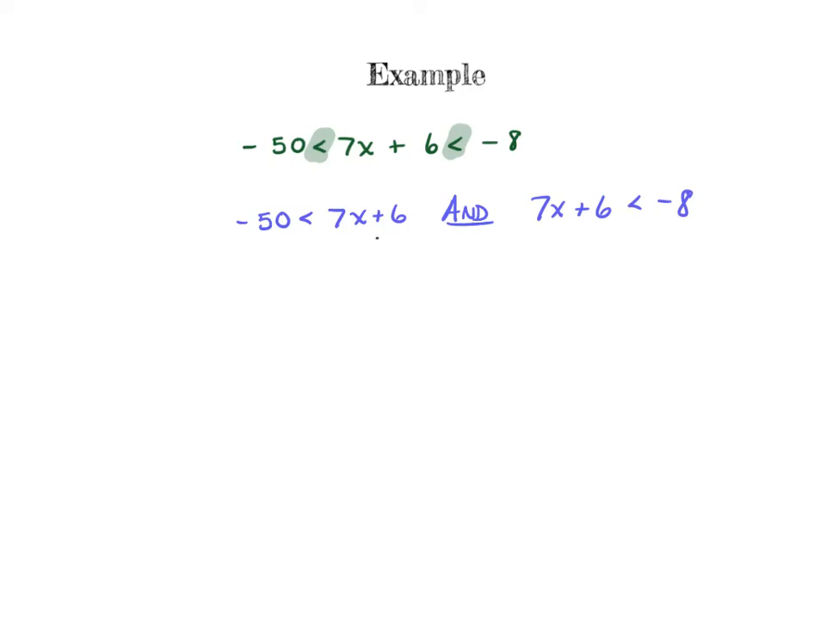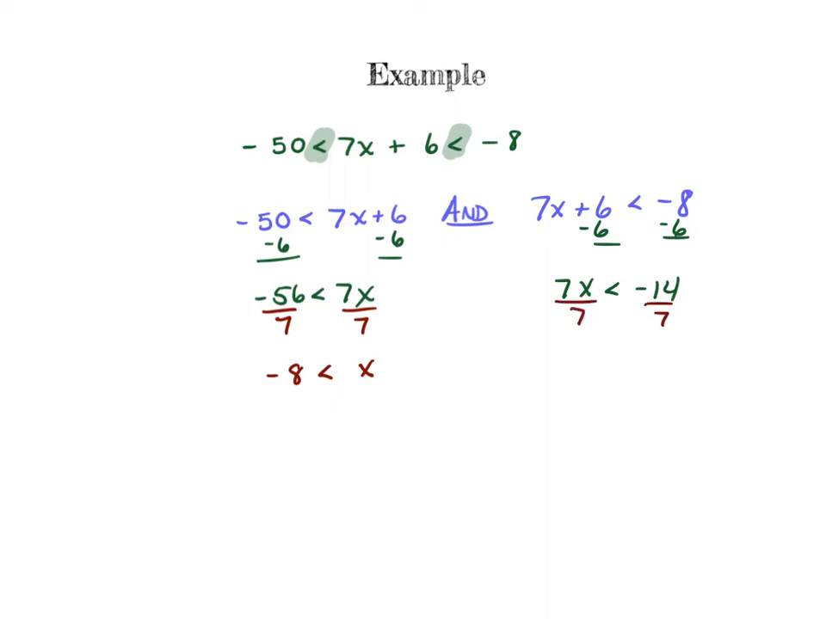We solve each of those. I'm going to subtract 6. Negative 56 is less than 7x, and divide by 7. Dividing by a positive, so I do not flip my inequality. So the left-hand side of this and statement says x is greater than negative 8. On the right-hand side, we subtract our 6. 7x is less than negative 14. And we divide by a positive 7, so we don't have to flip anything. Negative 14 divided by 7 is negative 2.